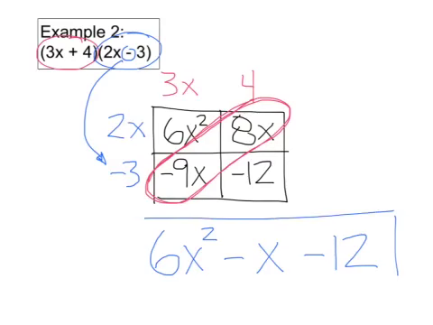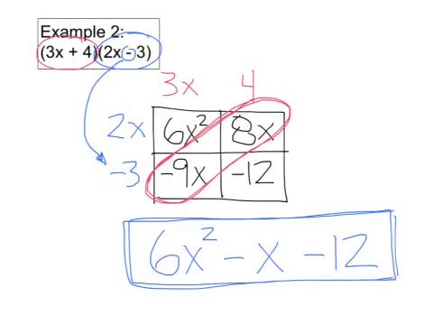Alright, so that is how you multiply binomials. You'll notice that whenever you multiply binomials, you end up with a trinomial. See, we have an expression here with 3 terms, so that's a trinomial.